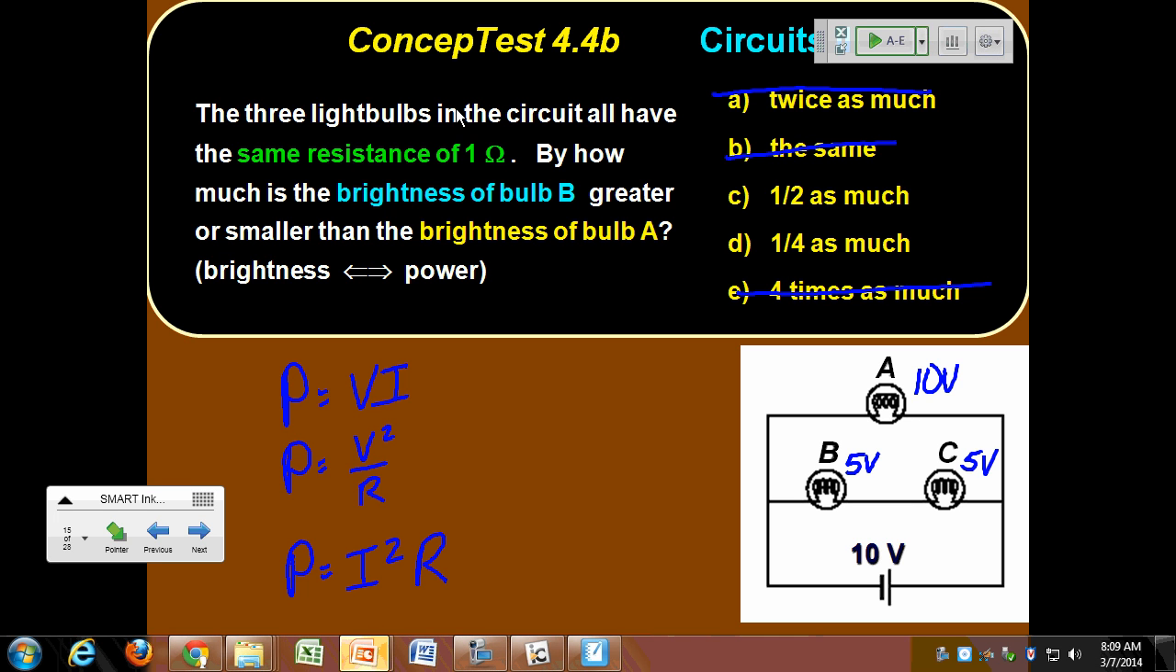All right, so you might be inclined to say, well, I have half the voltage here. But you need to ask yourself also, what happens to the current? How is the current affected in bulbs B and C? Can we try it again? The current is not constant between bulb A and bulb B. So when you're looking at this, you want to pick the expression that has only one variable and one constant value.